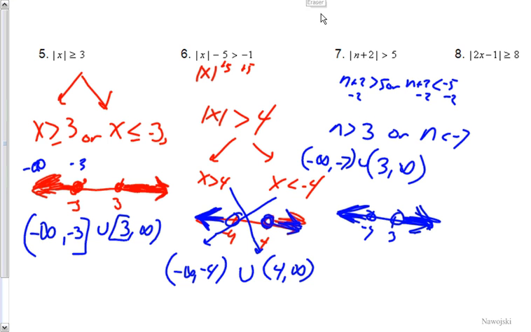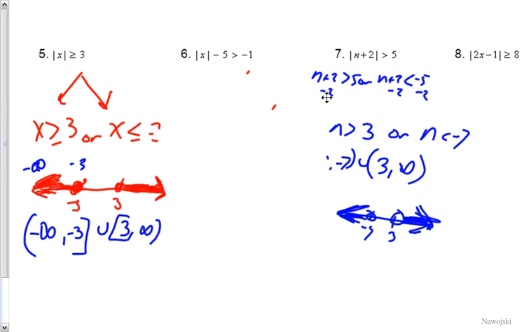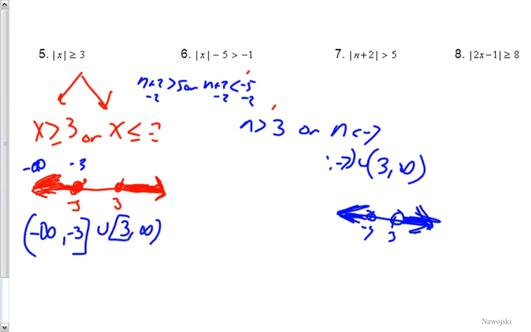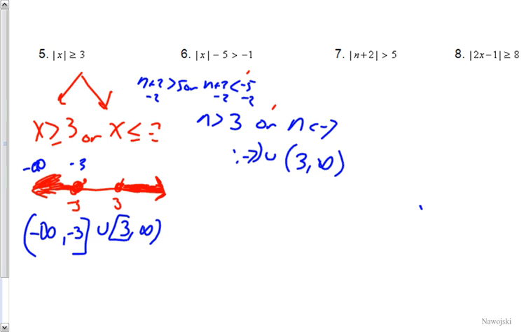All right, let's take a look at our final one. The absolute value has to be isolated, separate. 2x minus 1 is greater than or equal to 8, or 2x minus 1 is less than negative 8.